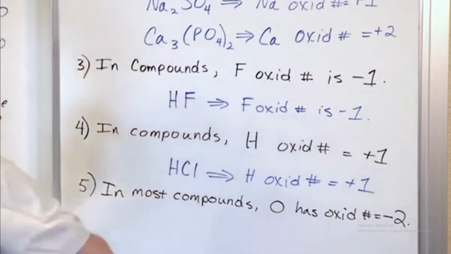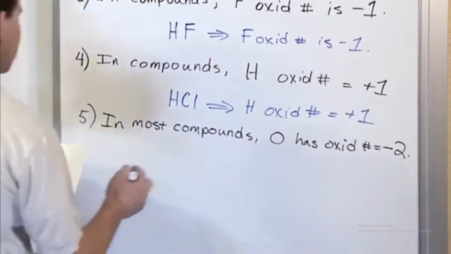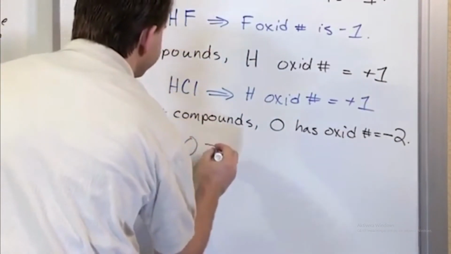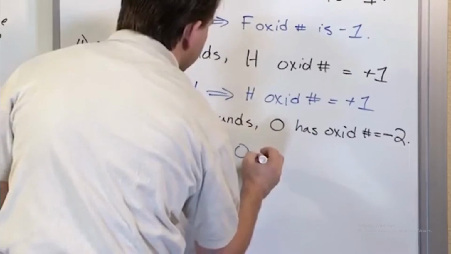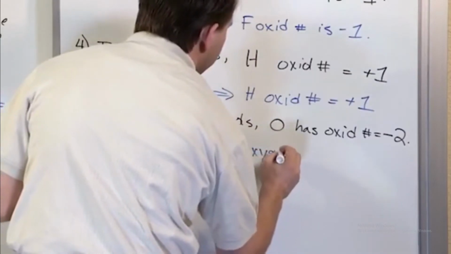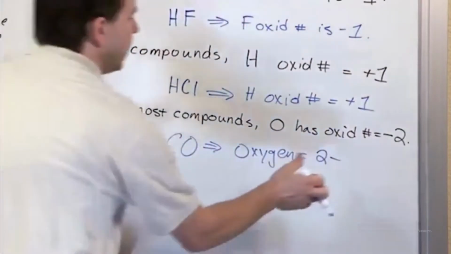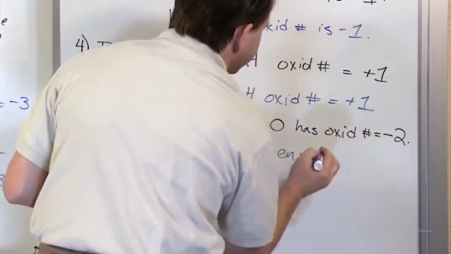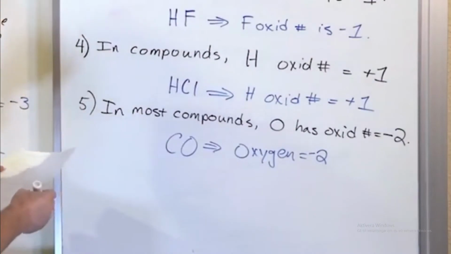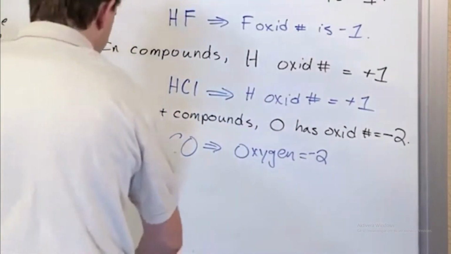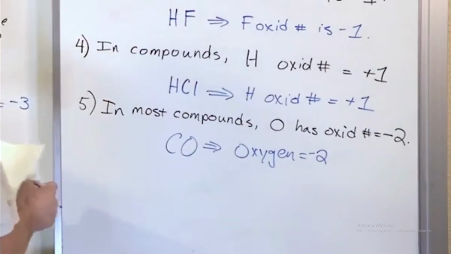Let me go ahead and show you an example here with the oxygen. Carbon monoxide. Oxygen is going to be equal to -2, an oxidation number. -2. Okay? All right, let me put one more thing, see if I can squeeze it in.